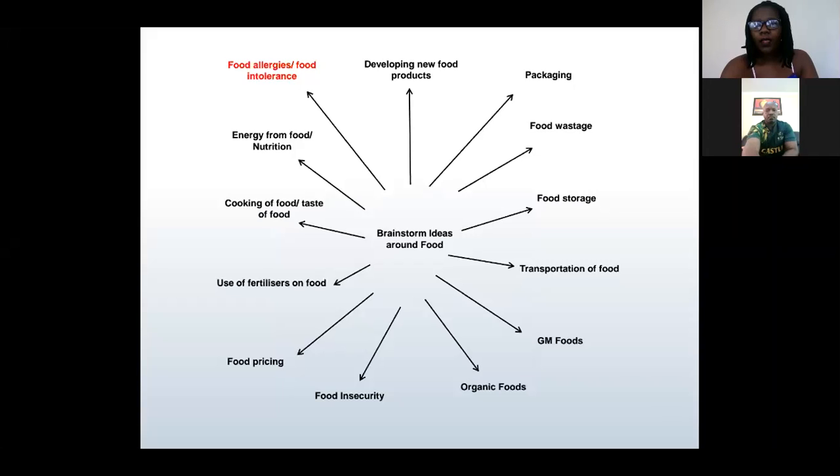I'm going to also take you a step back to the first training that was done, whereby food was given as an idea that a learner can research. So food as an idea was brainstormed and several aspects were mentioned there. The learner looked at food storage, transportation of food, use of fertilizers on food. However, for the purpose of this training, we are going to look at food allergies or food intolerance.